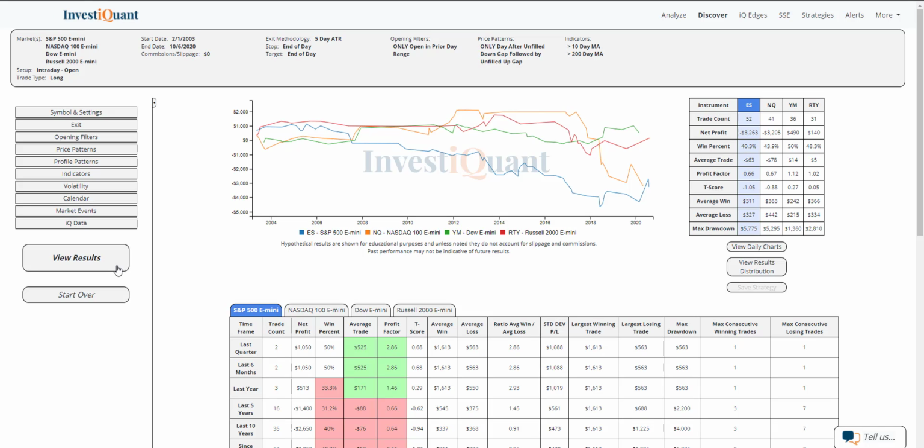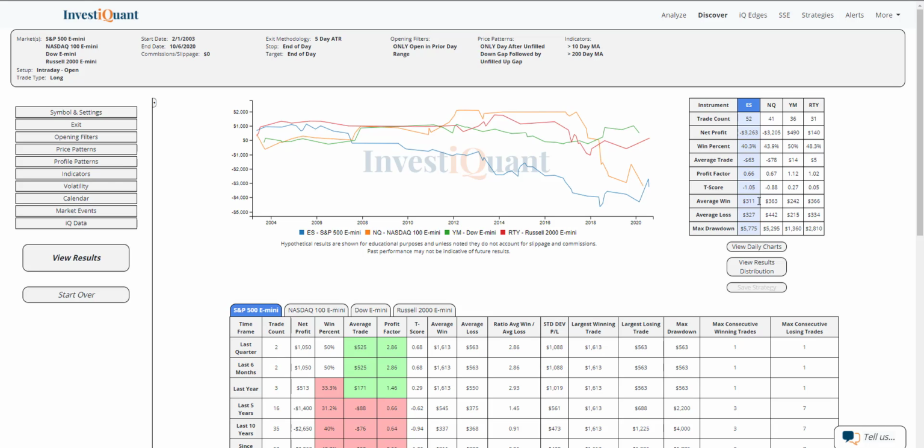So historically, this pattern, dating back to 2003, has happened 52 times in the S&P, 41 times in the NASDAQ, 36 times in the Dow, and 31 times in the Russell. And looking at the win rates on these for holding all day, the S&P is weak at 40%, the Dow a little bit weak at 44%. The YM and the Russell are more neutral here. So YM 50% win rate and the Dow 48% win rate.